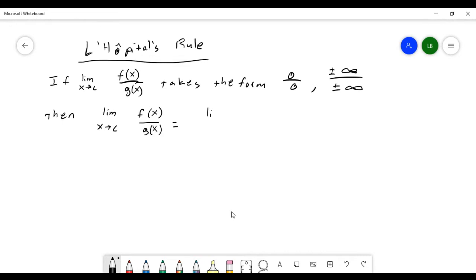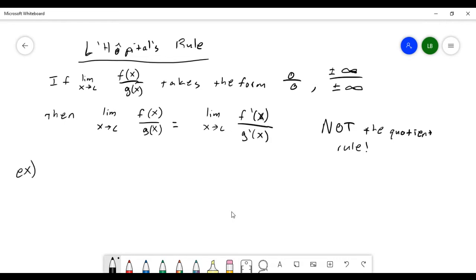is actually the same as the limit as x goes to c of the derivative of f over the derivative of g. And one thing to note, this is not the quotient rule. Okay, so let's go ahead and illustrate this with a couple of examples.